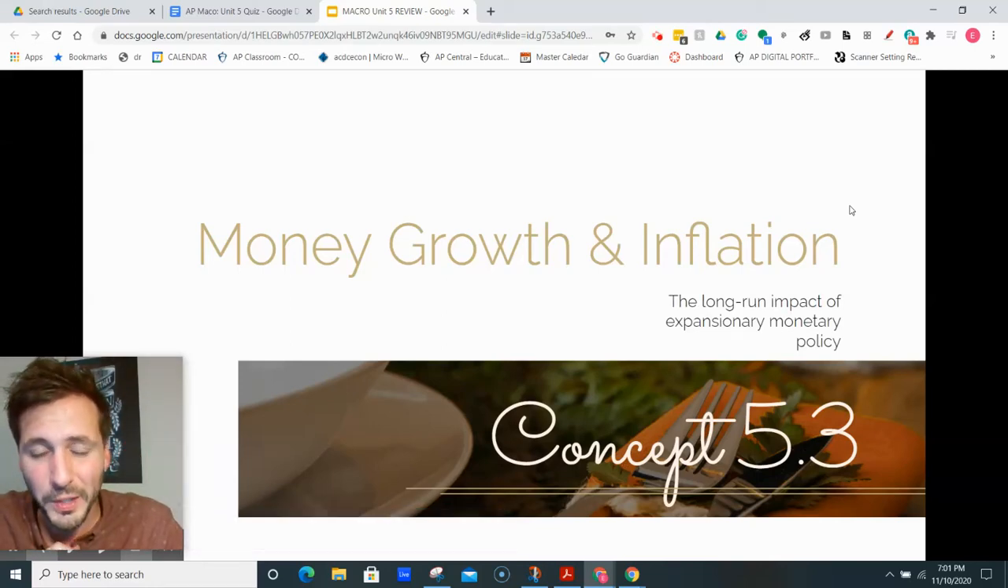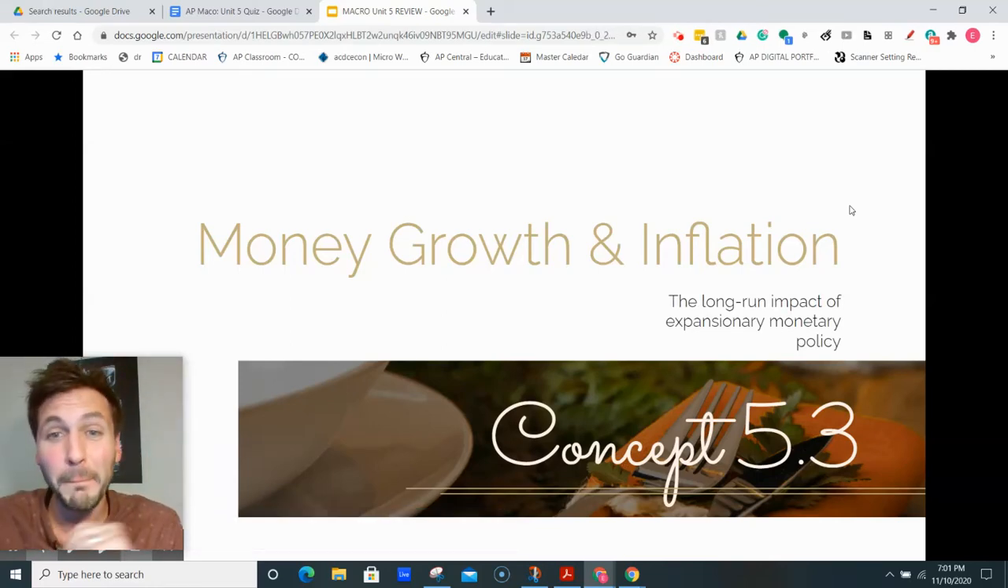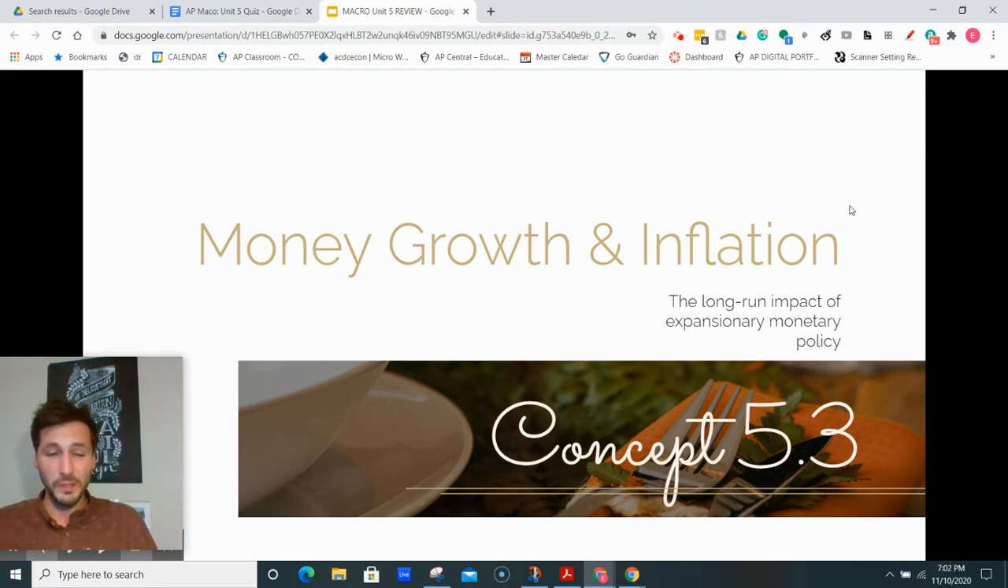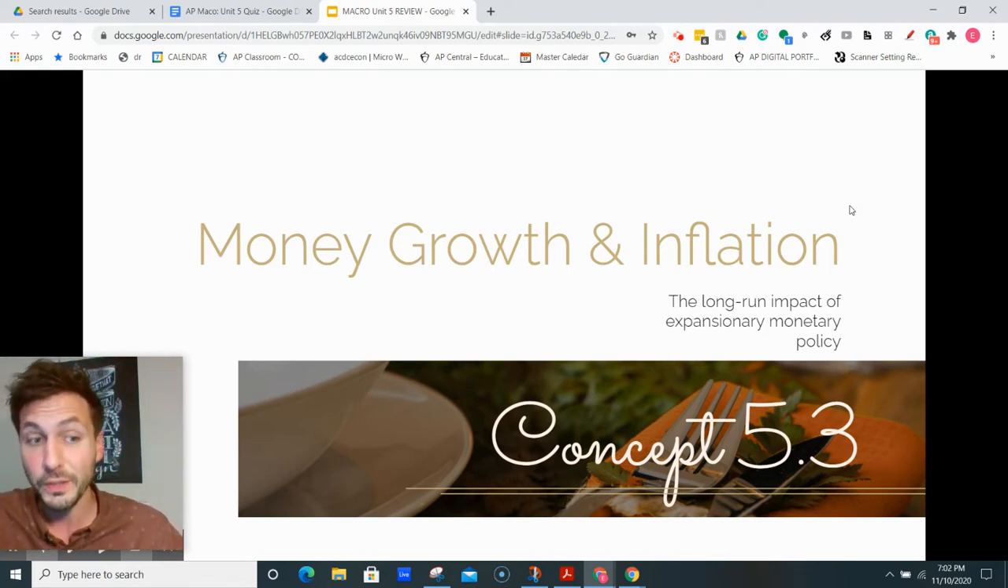Hello, my students. We are looking at concept 5.3, money growth and inflation. What we're really looking at is the long run consequences of consistent expansionary monetary policy. In other words, what is the impact of consistently increasing the supply of money?